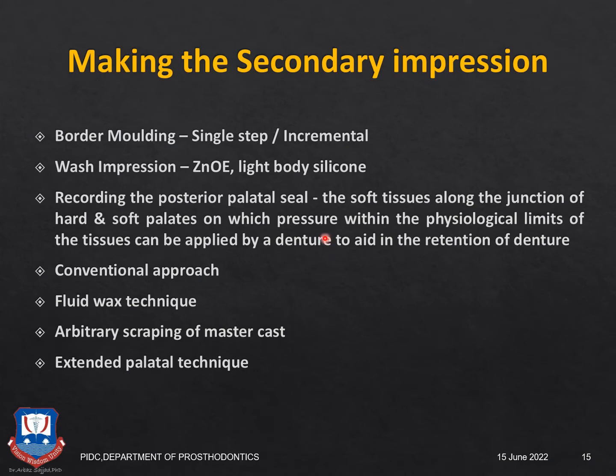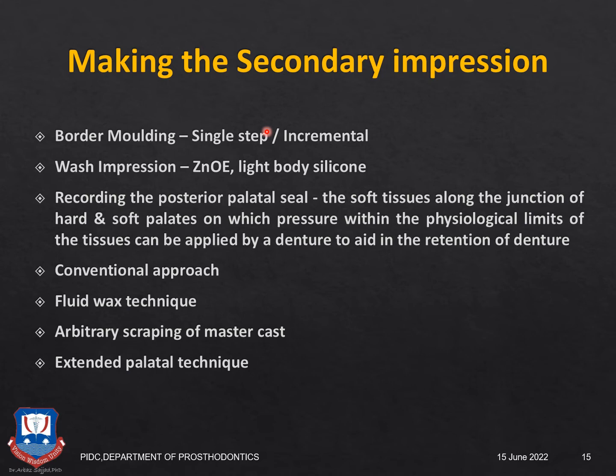Next, coming to the making of a secondary impression, the first step is border tracing or border molding using green stick impression compound. This can be done in increments, that is, record the labial sulcus of one side and the buccal sulcus of the same side. Then you go to the contralateral side, record the labial sulcus first, then the buccal sulcus, and the posterior palatal seal. All of it can be done in one shot.